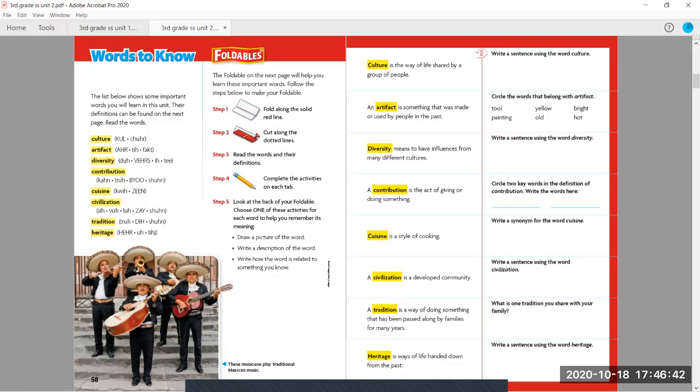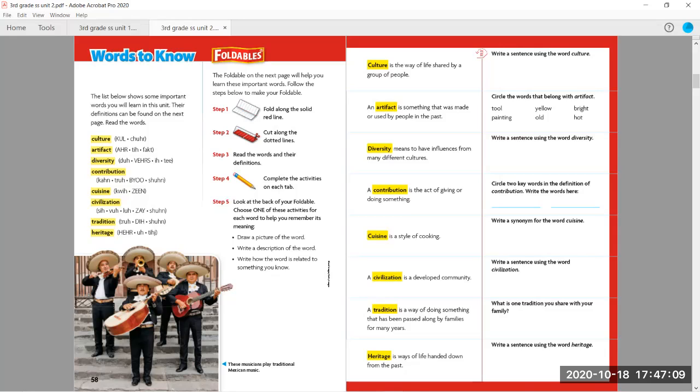Now your next word is the word civilization. A civilization is a developed community. So it's not a group of people that just moved there and don't have any order. A civilization has rules and laws. It has a certain housing system that shows the way people live. They have a system for getting food and survival and how to deal with different things that come up. They have people who are in charge of certain things. So write a sentence using the word civilization.